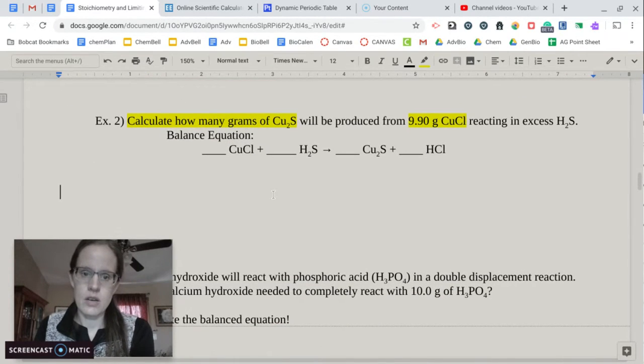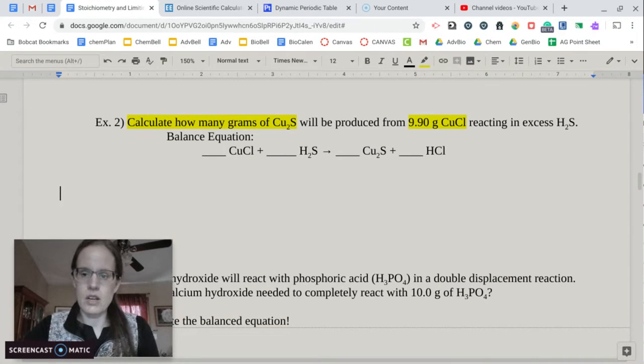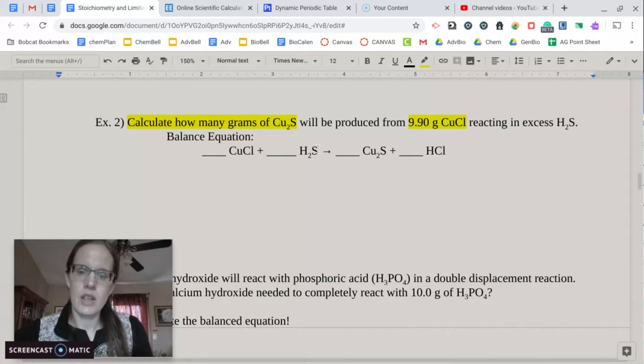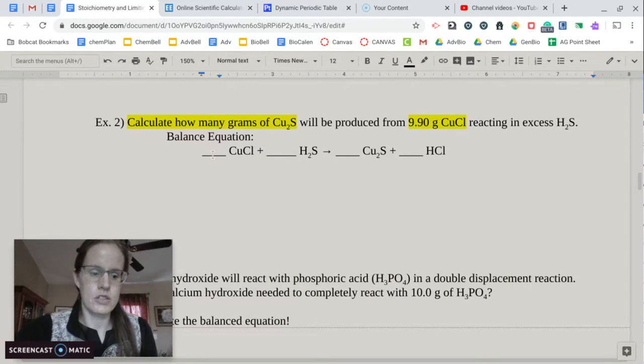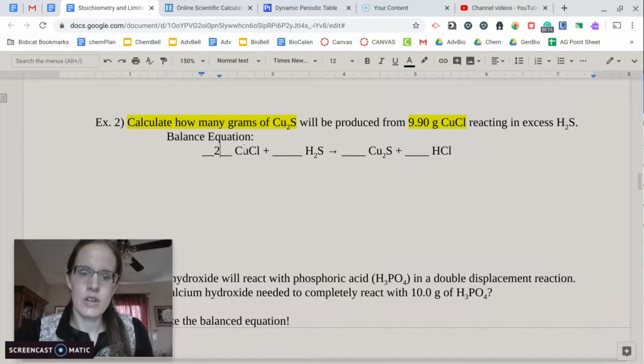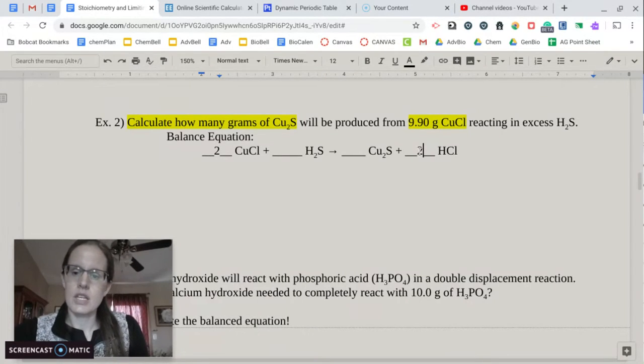All right, let's try another mass to mass problem. Here, they have given us an equation, but they haven't balanced it yet. So let's do a little practice with balancing first. We've got 2 coppers on this side of the equation, so I would start out by putting a 2 here. So now I've got 2 coppers and 2 chlorines. And if I look over here, I only have 1 chlorine, so I'm going to put a 2 there. That gives me 2 hydrogens. I have 2 hydrogens over here. I only have 1 sulfur over here, but I only have 1 sulfur over there too. So it looks good. Just need some 2s to balance it.